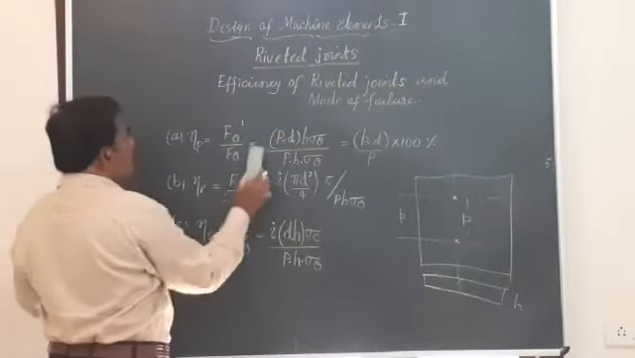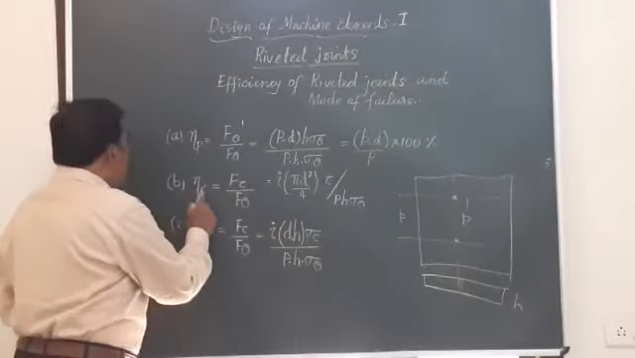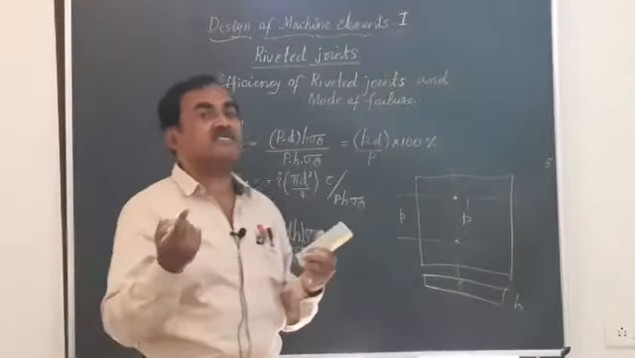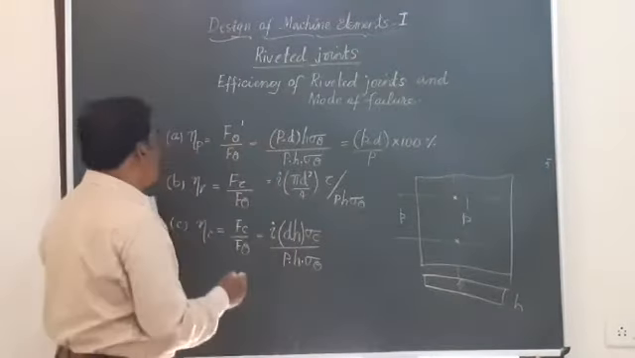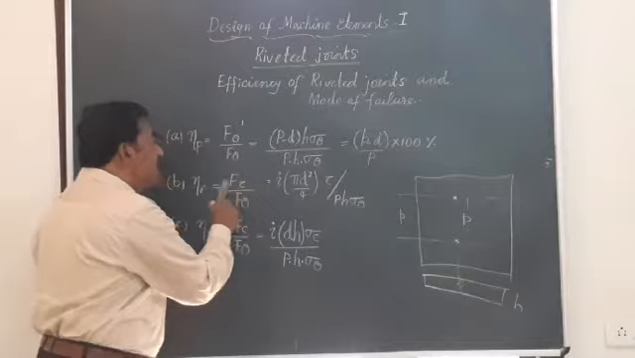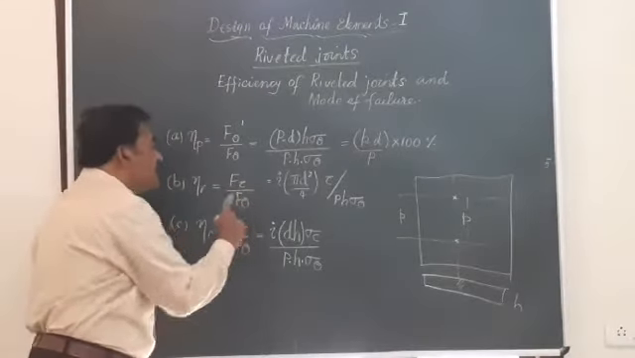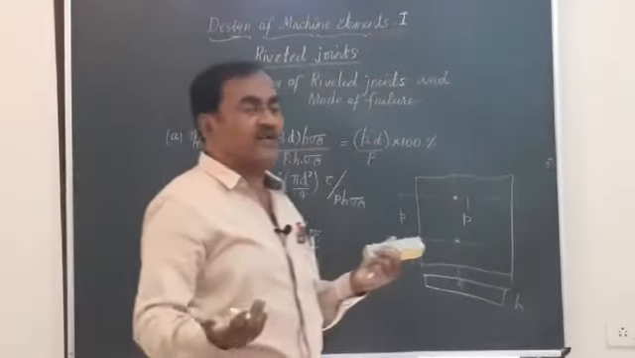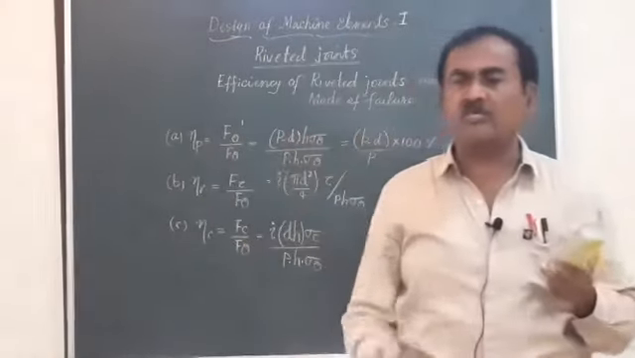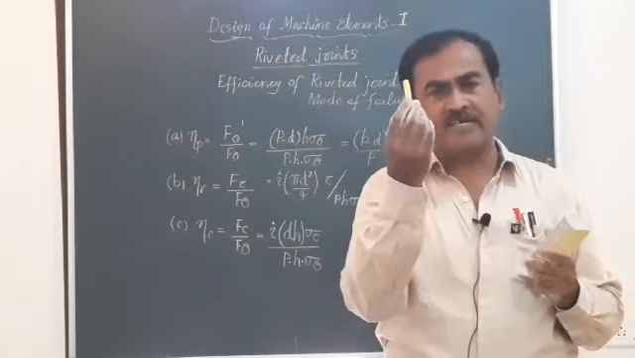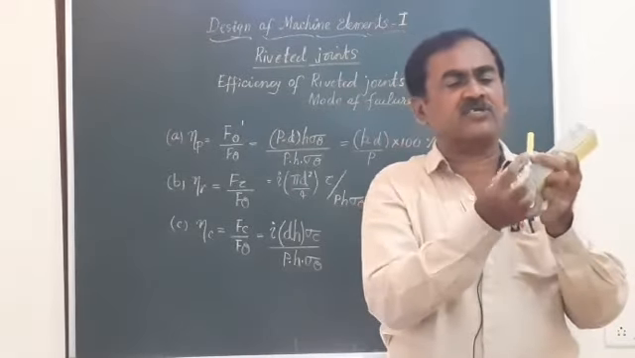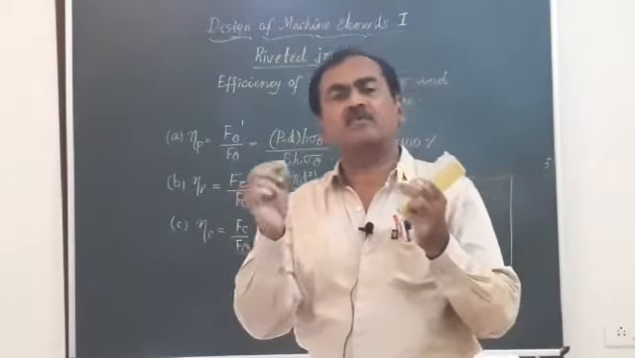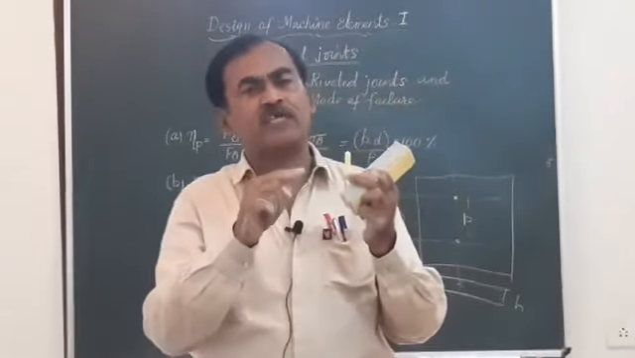Friends, on the same lines, you have eta R. R stands for the rivets. So, it is the efficiency of the rivets. It is given by the shear strength of the rivet divided by the strength of the solid plate. What is the shear strength and how do you find out the shear strength of the rivet? You know, every rivet will have a diameter d. The area of cross section of this rivet is pi d square by 4. If you have I such number of rivets, it will give you the total area.